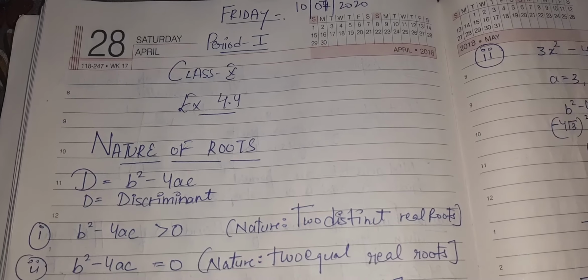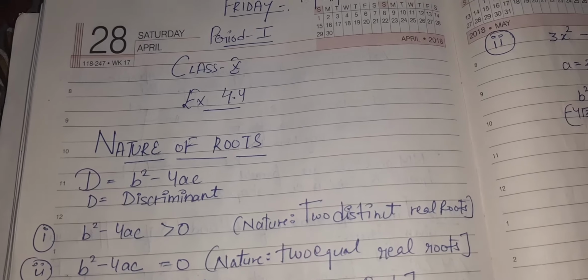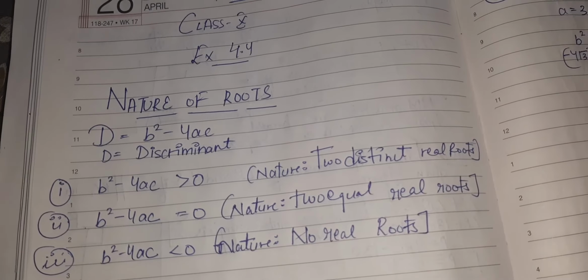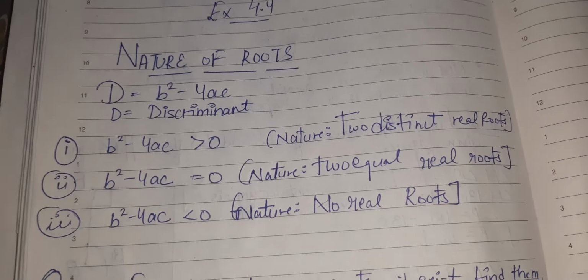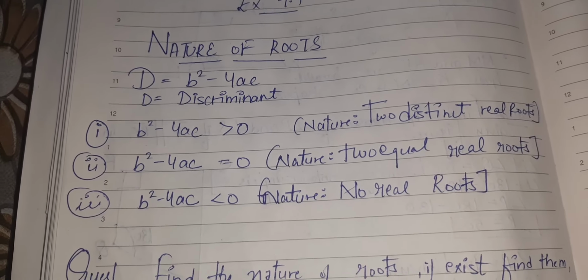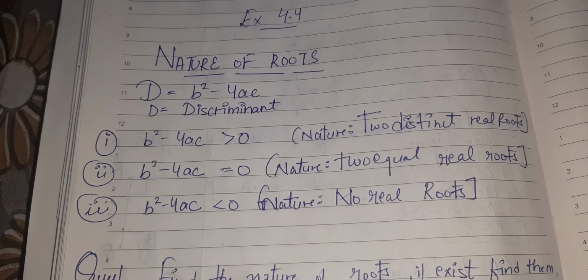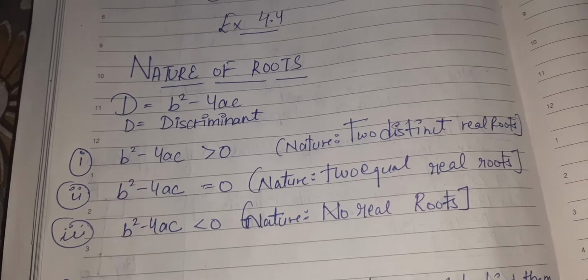Your next exercise is exercise 4.4, one of the shortest chapters. You are doing it right now. The Board has made this chapter very short. The next topic is nature of roots. From this topic, every year one question comes. Every year, I have seen the papers, and I've seen that from this topic the question has come every year. So you should go through this topic very carefully.